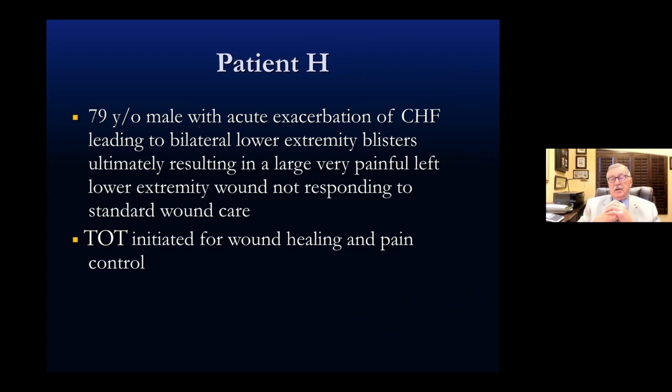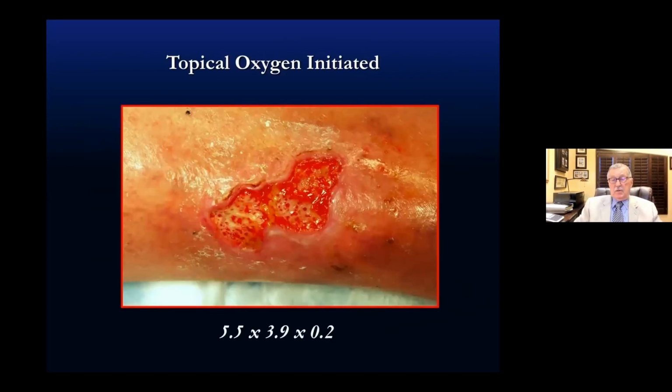In initiating topical oxygen therapy in this chronic wound that had failed standard of care, we had two goals. This patient was on narcotics because of the degree of pain involved with this wound. And as I mentioned, the wound was not healed. So oxygen therapy was initiated to promote healing as well as to hopefully aid in pain control. This is what the wound looked like, a fairly large wound, 5.5 centimeters by 3.9, not very deep, but as I mentioned, very painful on narcotics.